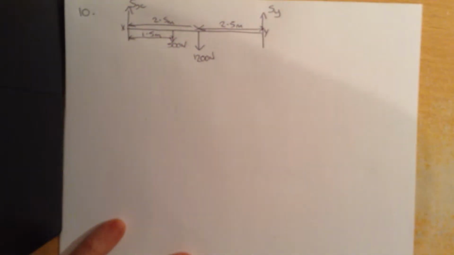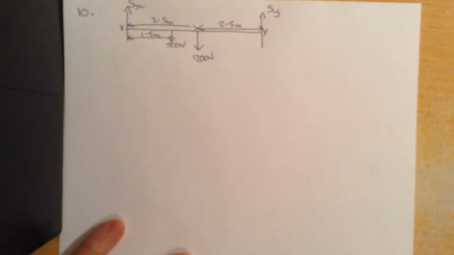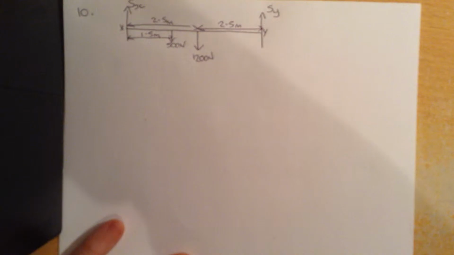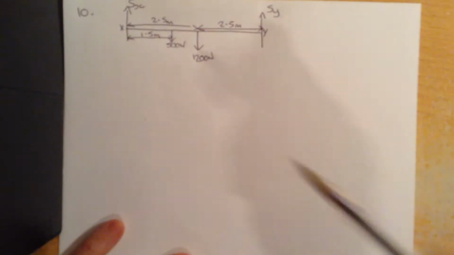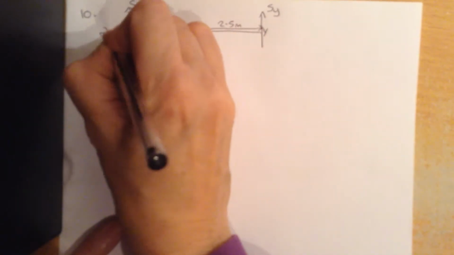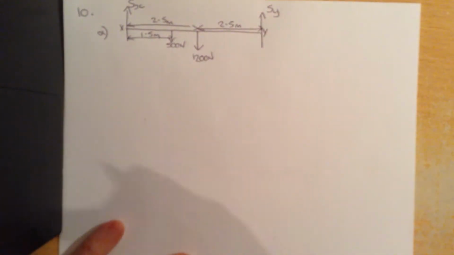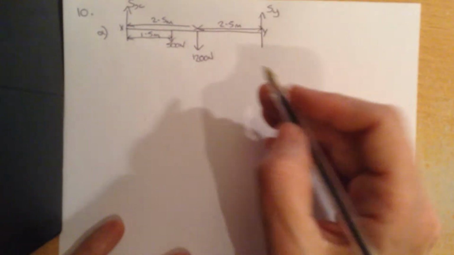Right, so I've drawn the free body diagram. It actually asks, the first part of question 10, part A, says sketch a free body diagram. But you'll notice that I just got on and drew one anyway, because when you're reading a problem, drawing the diagram out often helps you to visualise what's going on.